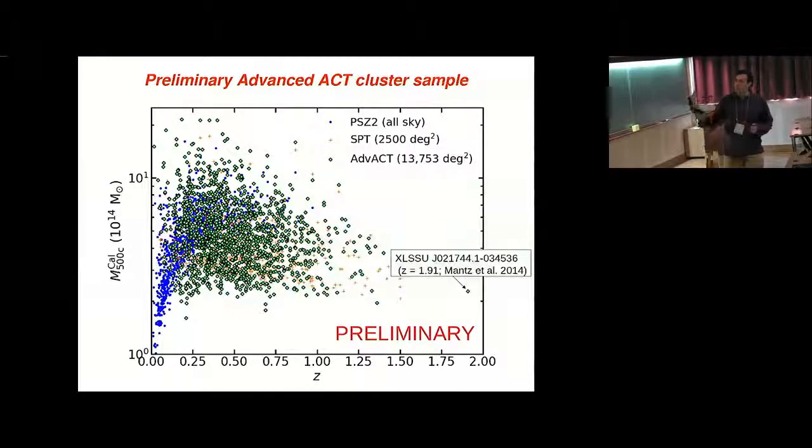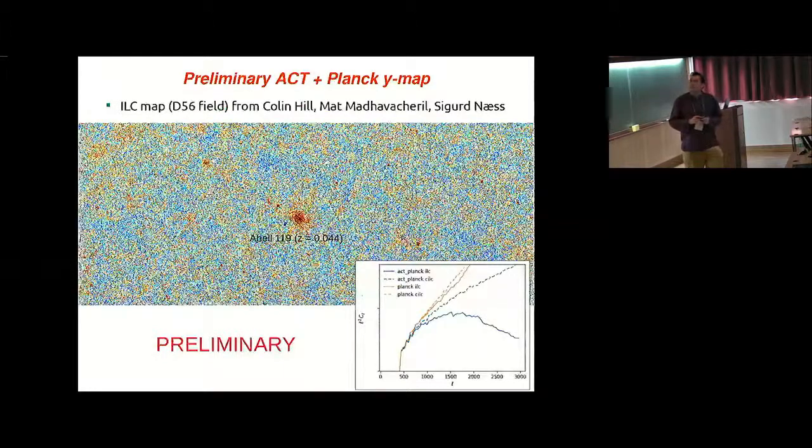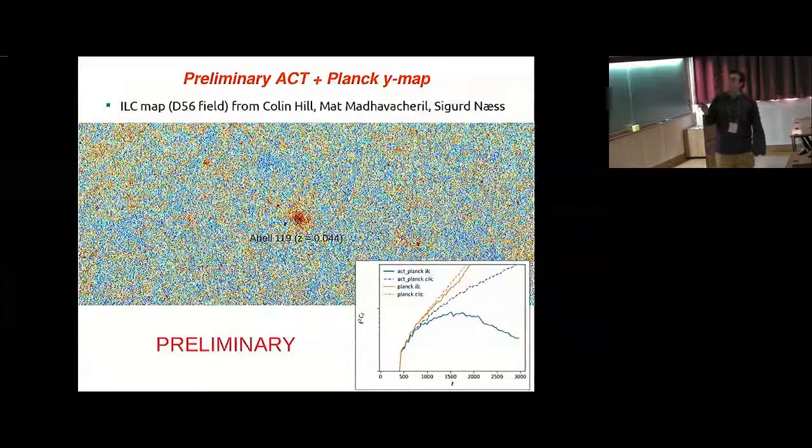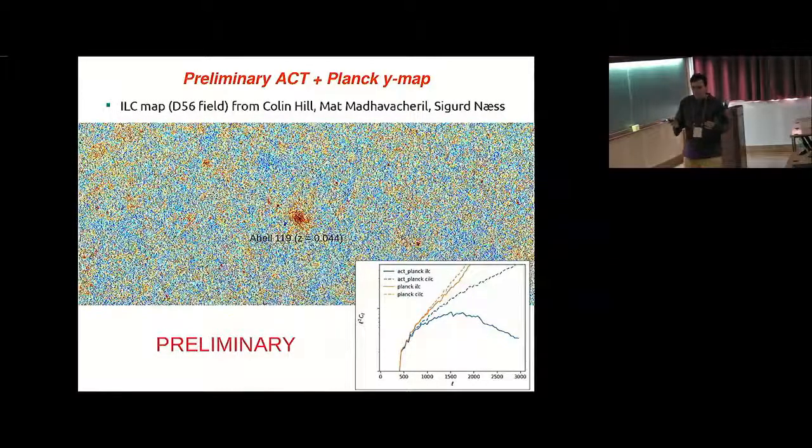Yeah, so there should be more clusters there. Okay, so this is a plot which arrived yesterday. We can also look at making Y-maps. This is work by Colin Hill, Mathew Madhavacheril, and Sigurd Naess. What they've been doing is combining the ACT maps with Planck.